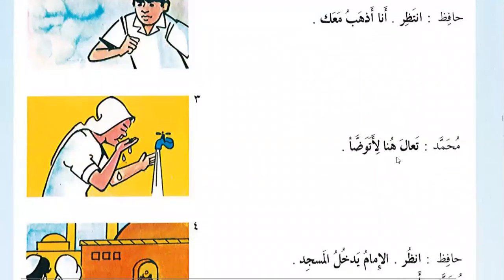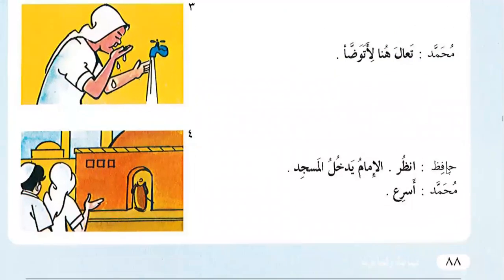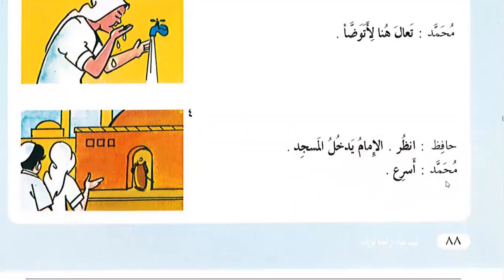Muhammad, ta'al huna liyatawadda. Come here for wudu. Hafiz, unzur, look. Al-imamu yadkhulul masjid. The imam is entering the masjid. Muhammad, asri, hurry.